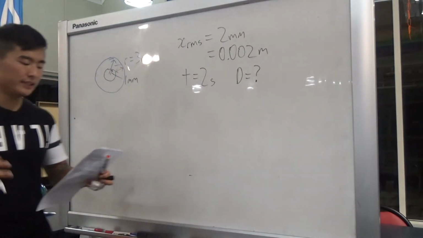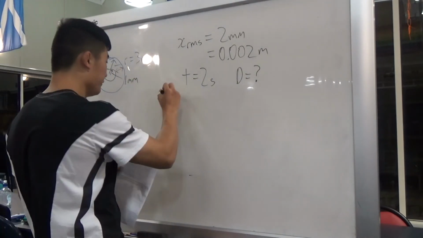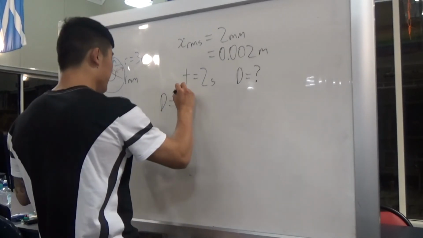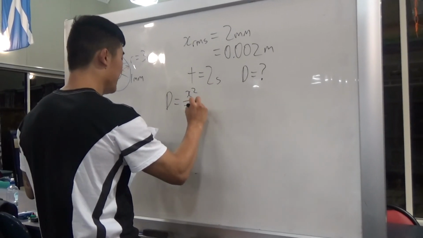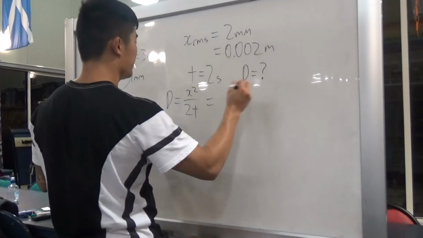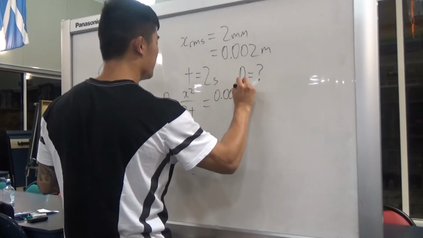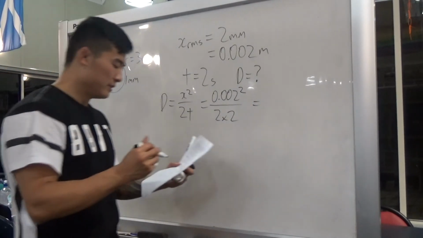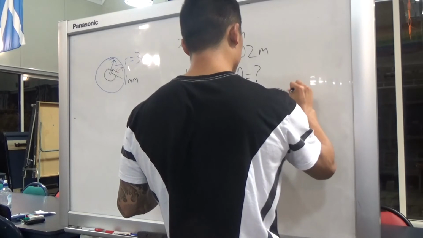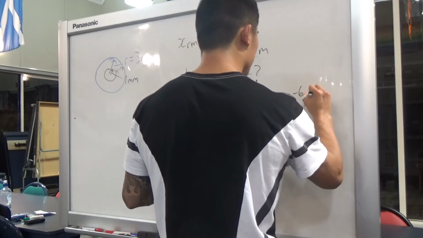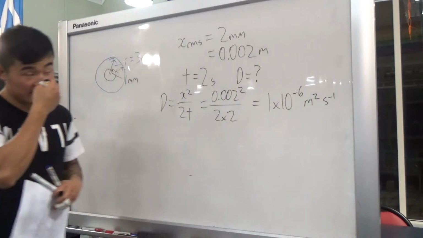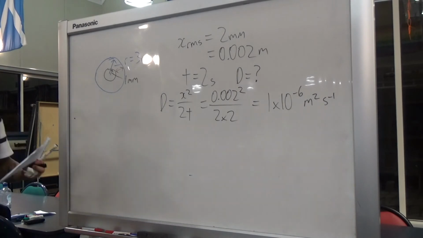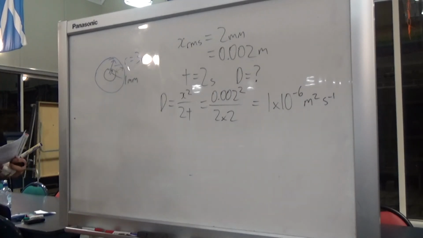So this is a two-part question. We need to first calculate the diffusion constant of this ink and the water. And so D is equal to x squared over 2 times T. So x was 0.002 squared over 2 times 2, which is 1 times 10 to the negative 6 meters squared per second. Okay, so now we know the diffusion constant.